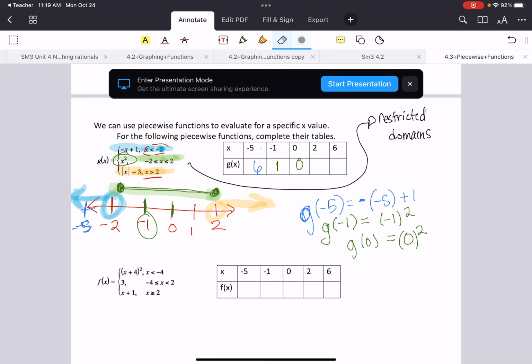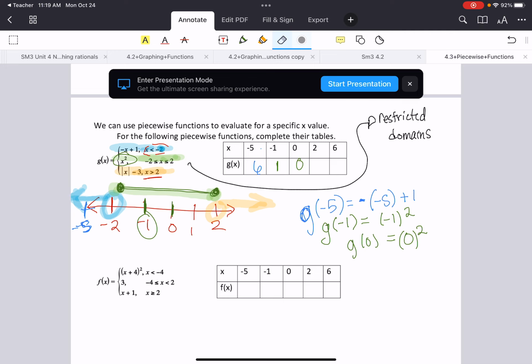Why would you choose the bottom one for the 2? It's positive 2. It's an open circle. So what does the open circle mean? It means it's not equal to. Not equal to. Good. So if the 2 is not equal to the x there, where's 2 equal to? In which one of these equations?